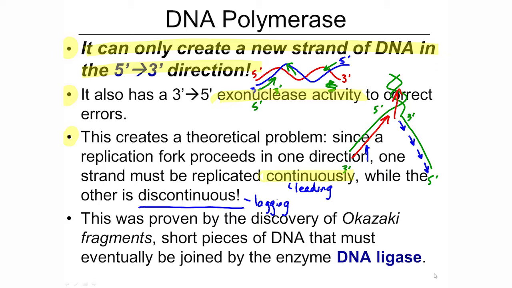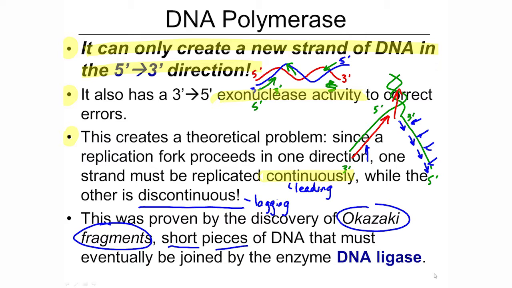Now, this was seen as rather strange at the time, and it was proven by the discovery of so-called Okazaki fragments. A Japanese scientist named Dr. Okazaki discovered this, so the fragments got named after him. Basically, during the replication process, he was able to isolate short pieces of DNA, which correspond to these over here, sort of like partially made pieces of the strand.